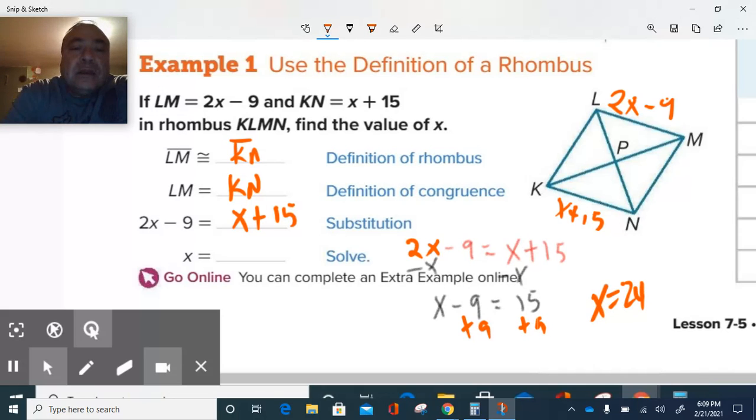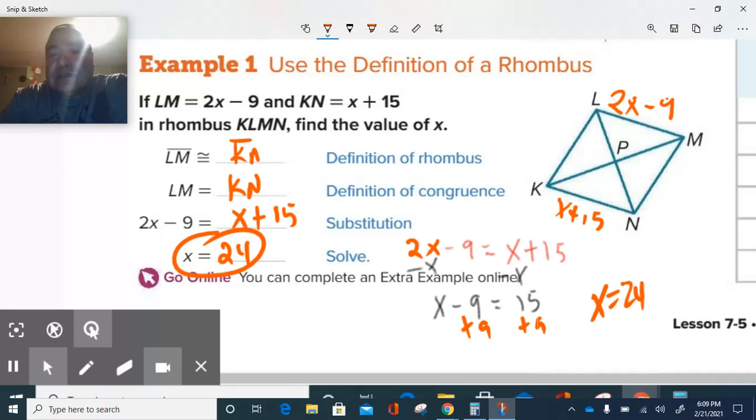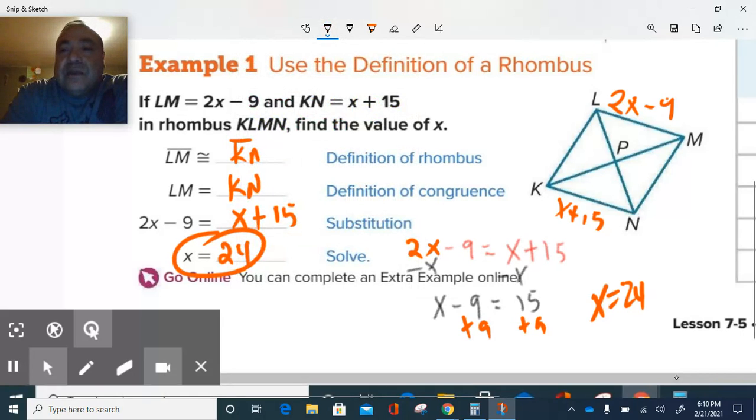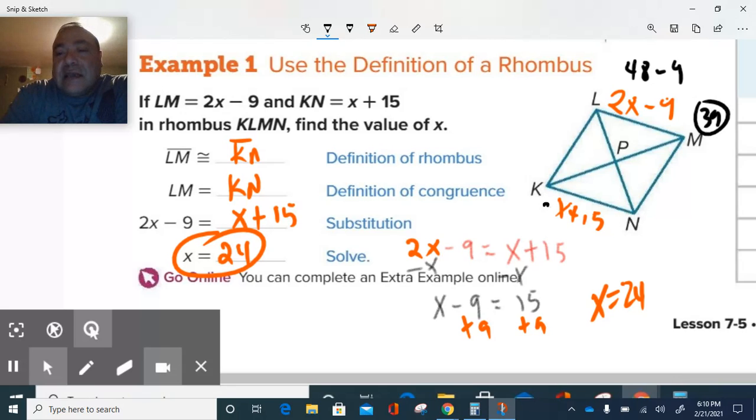So if they really wanted you to know what that side was, if they ask you, you will come over here and say, well, that's 2 times 24. This will be 48 minus 9. Then you will know that's 39. See that? This side will be 39. And here you will just add 24 plus 15. That will be 39. See? Check, check, check. And that's one way of doing it.